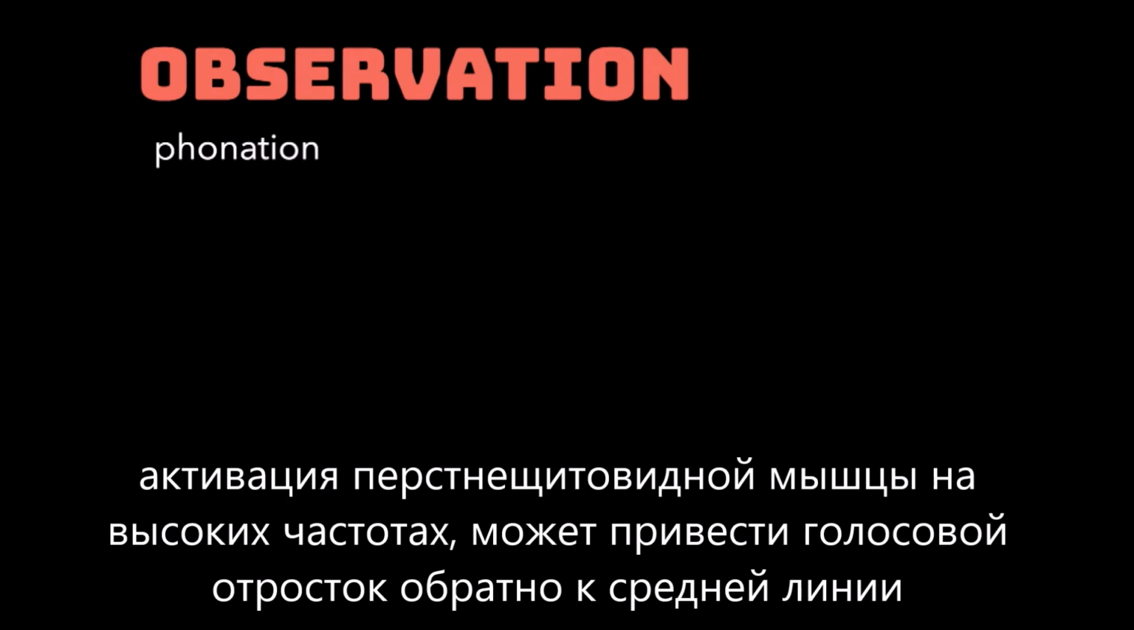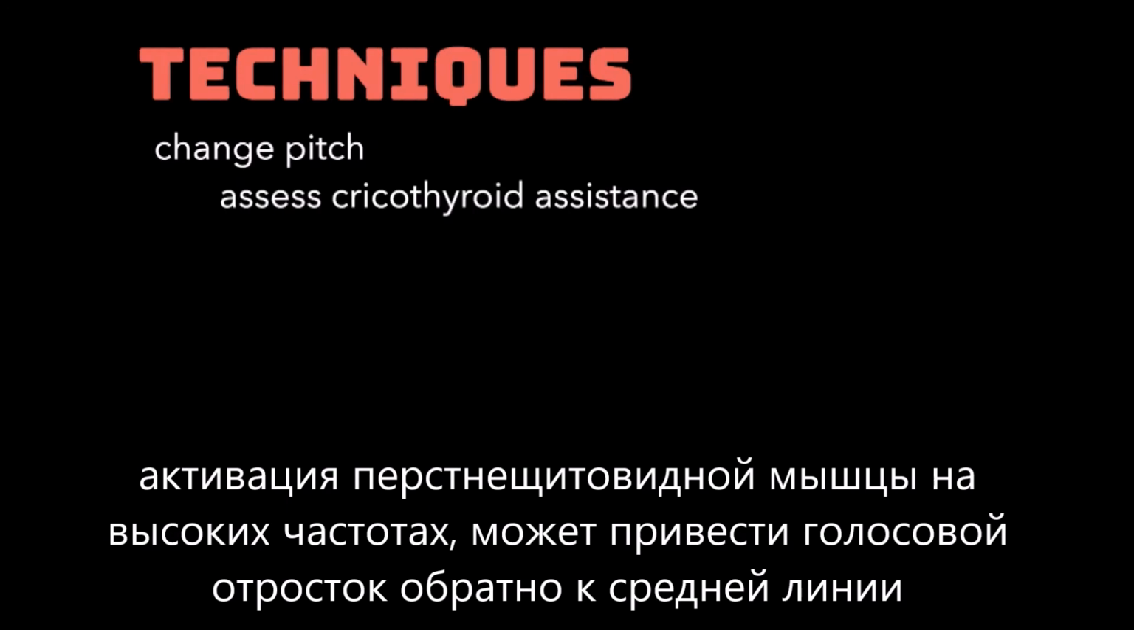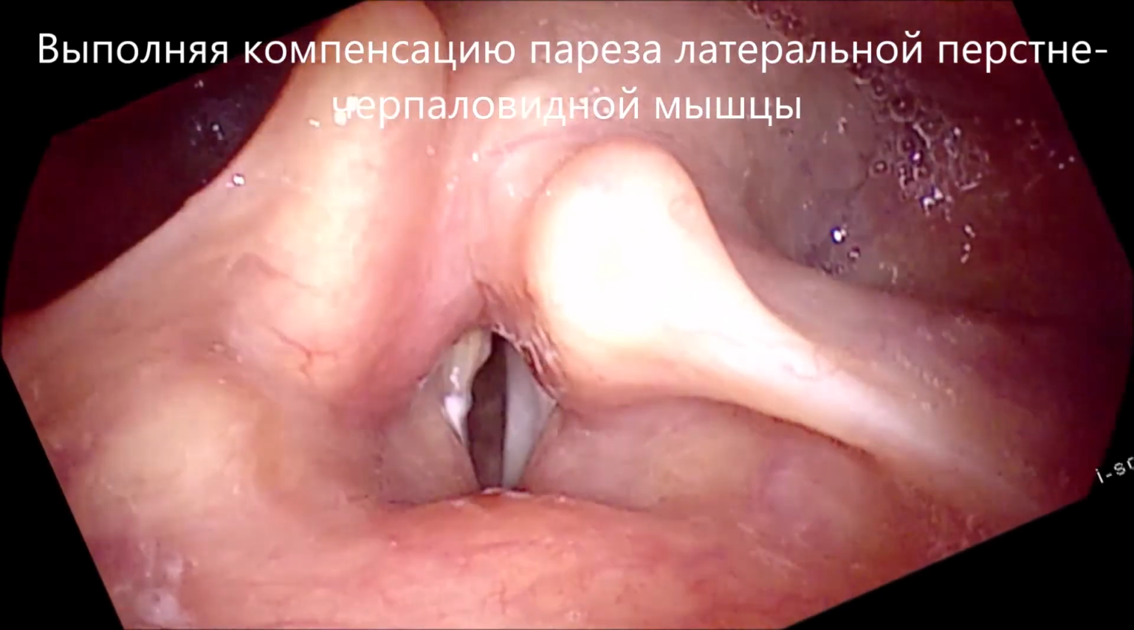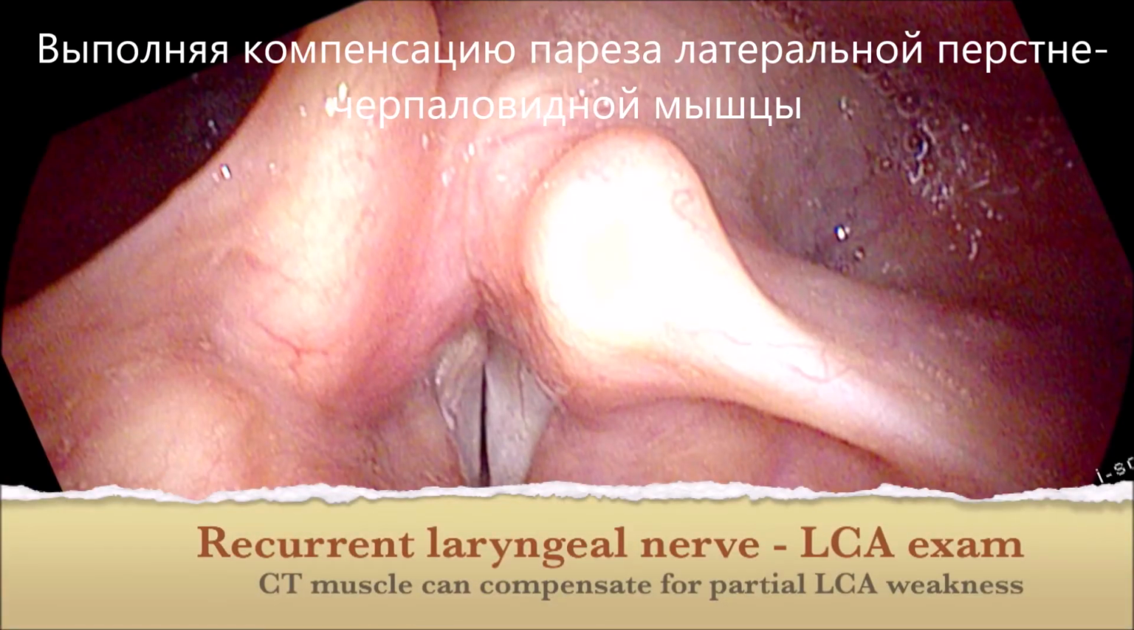Activation of the cricothyroid muscle at high pitch can pull the vocal process back to midline, effectively compensating for a weak lateral cricoarytenoid muscle.